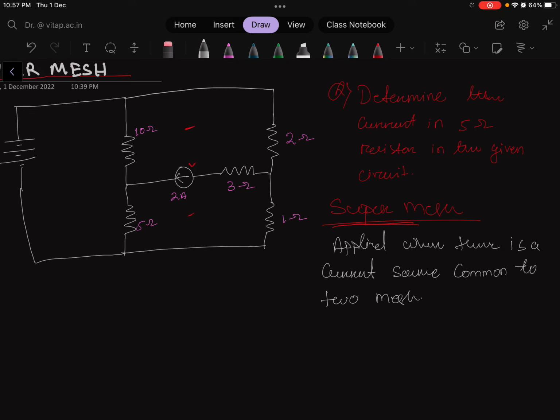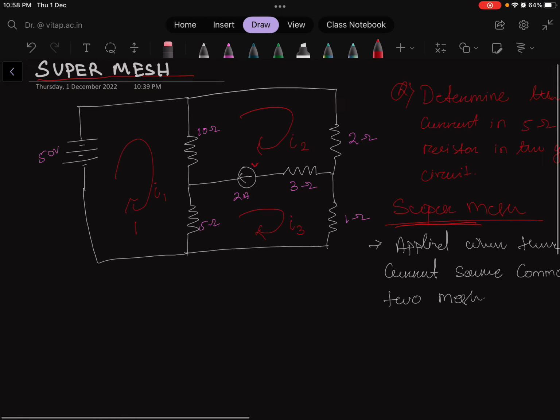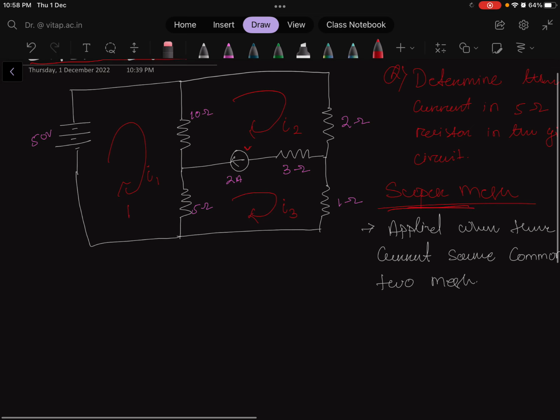So now we know that it is applied whenever there is a common current source that is shared by two meshes. To solve this, we will take three meshes. Let us take this one as mesh 1, and the current flowing here is I1. Let us take this as mesh 2, and the current flowing is I2, and this will be mesh 3, where the current flowing is I3. Taking the meshes is not a problem, it is the same process that we have followed before.